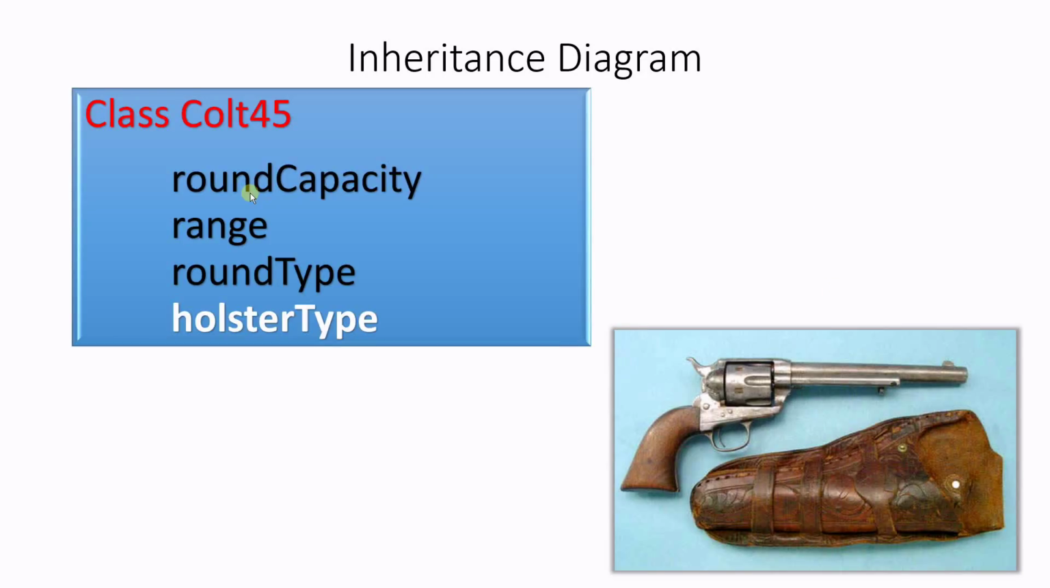And then you have a class called Colt 45. The Colt 45 also has a round capacity, a range, and a round type. And the Colt 45 has something that other weapons may not have, which is a holster, at least not this type of holster.